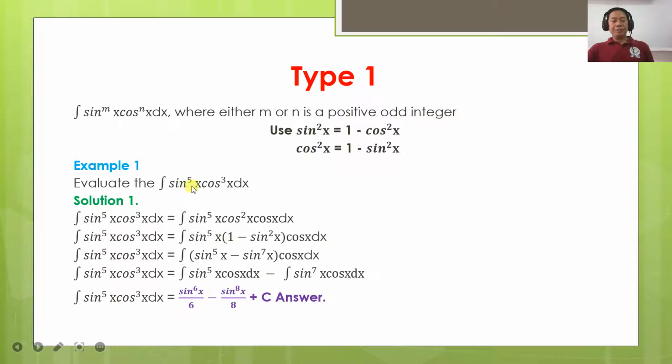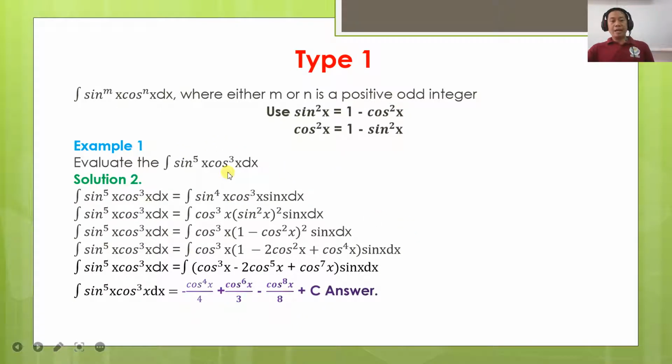Okay. So ngayon, paano kung doon tayo sa sine? Kasi odd number din naman yan. Pwede rin po yun. Ang mangyayari, itong sine x to the fifth power, since odd number, pwede tayo maghiwalay ng isa. Sine x, again, the purpose of this is derivative.